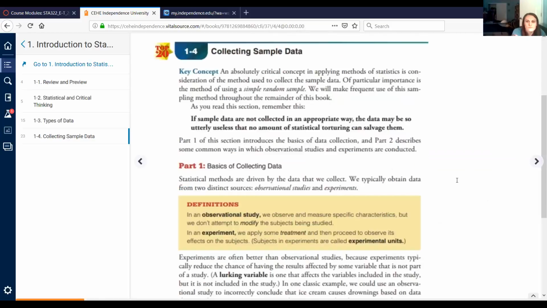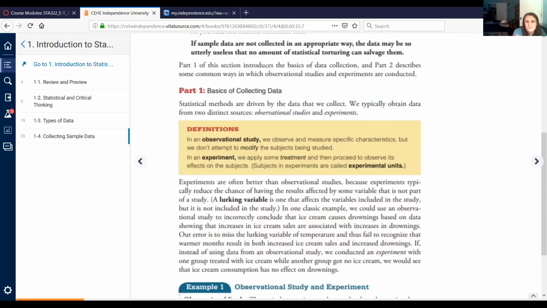Collecting data, we have 2 different kinds of studies. Observational, which is where we simply observe and measure without attempting to change anything. That's an observational study. In an experiment, we apply some treatment, as in medicine when we're developing drugs. We apply a treatment and see what the outcome is. Or we maybe raise the temperature and see what the outcome is, a series of experiments. So we actually do something to the subject.